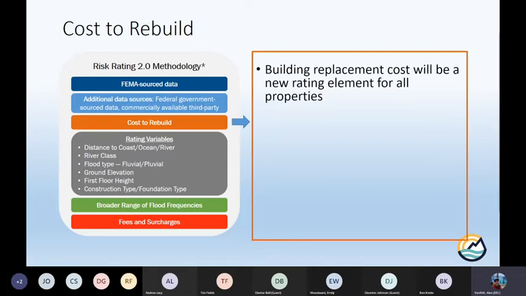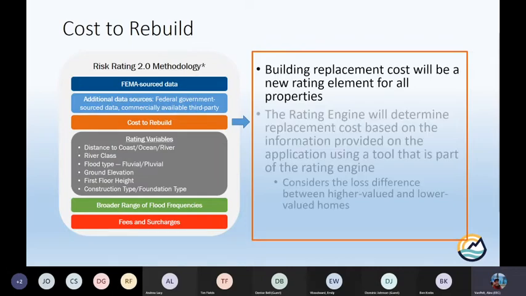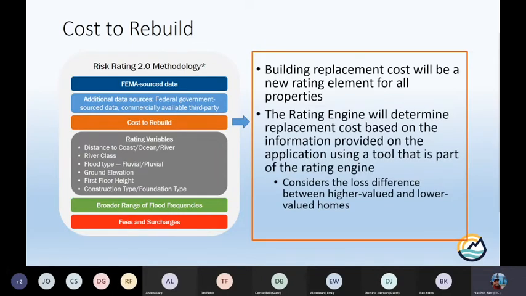So moving on into the cost to rebuild. Building replacement cost is going to be a new rating element for all properties. Previously, they looked at cost of repair, and that kind of skewed value towards those higher value homes. So the rating engine is going to be built in where it's automatically going to determine a replacement cost based on the information provided by the agent whenever they do the application.